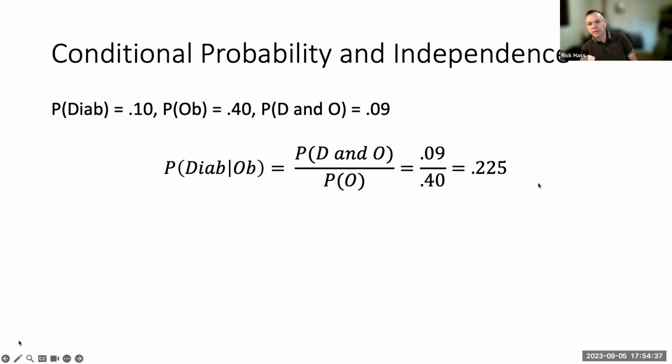Now, I want you to do something. I want you to compare this number with the marginal probability of being diabetic. They're two different numbers. You can see that, right? What is this telling you? Think about it for a minute.